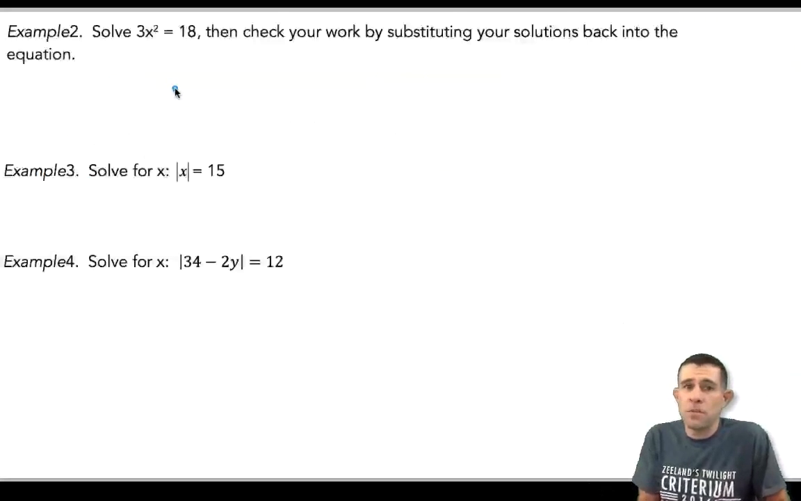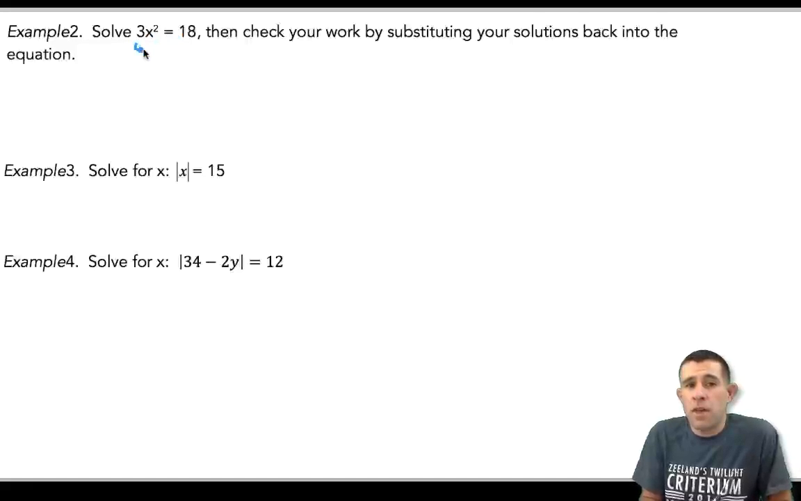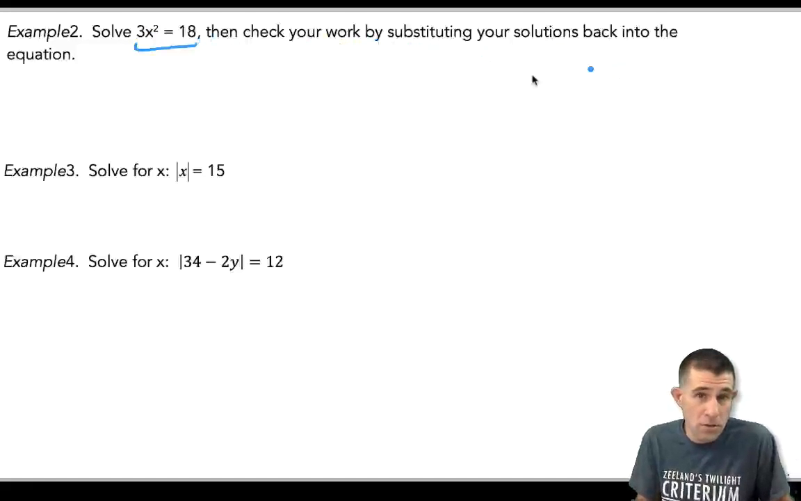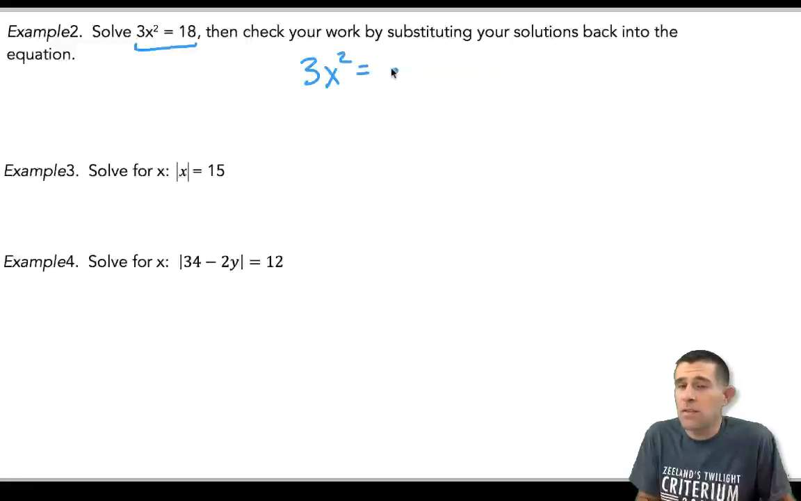All right, in example 2, we see that we want to solve 3x squared = 18. Check your work by substituting your solutions back in. So we're going to start by trying to get x by itself. I'm going to divide both sides by 3 first, and that gives me x squared = 6.